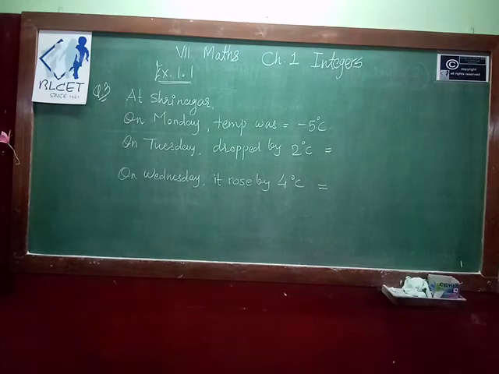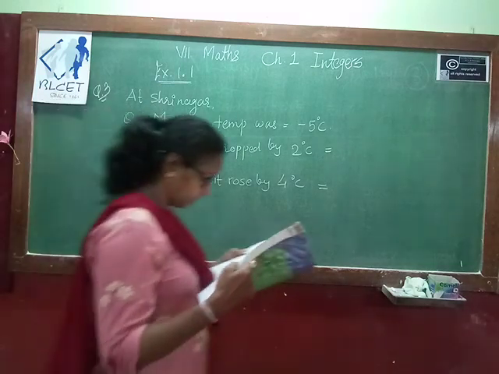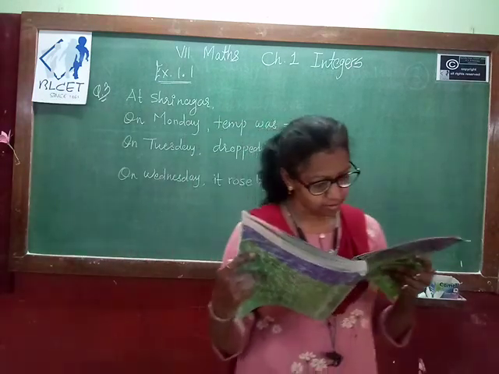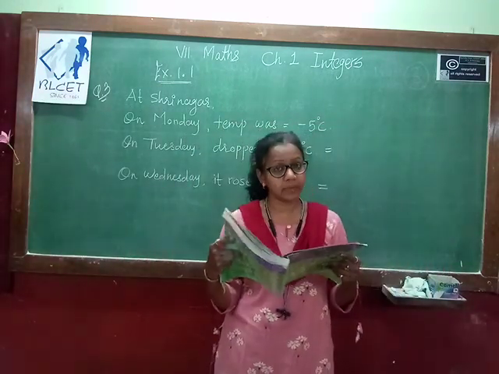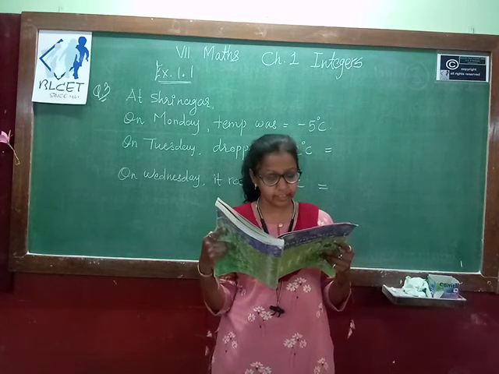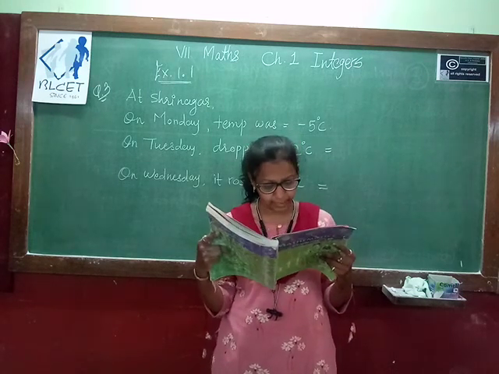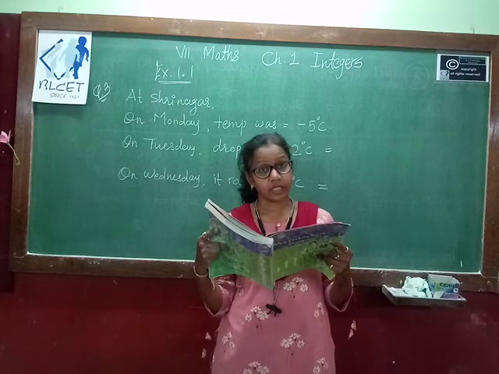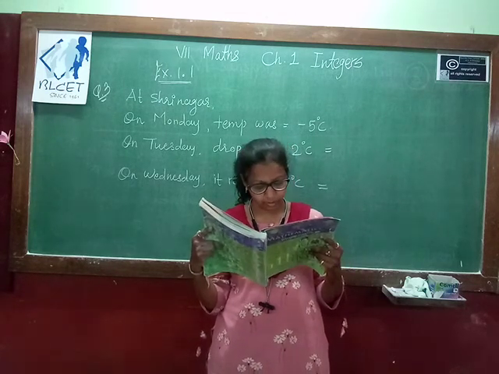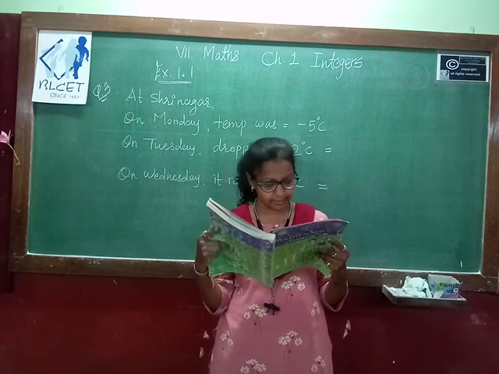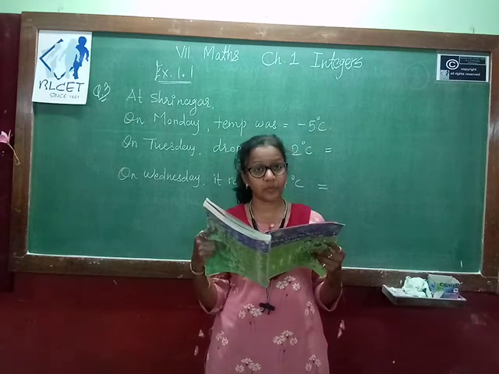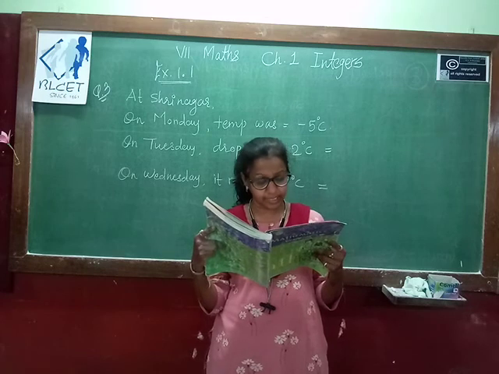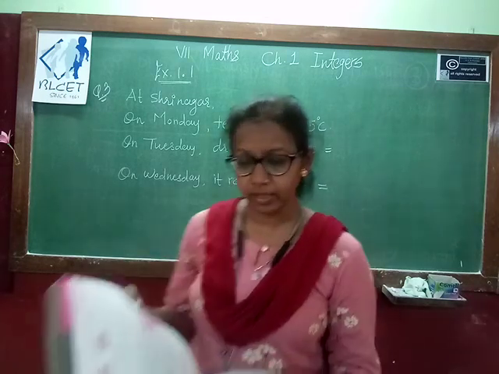Move on to question number 3. The question is, at Srinagar the temperature was -5 degrees Celsius on Monday and then it dropped by 2 degrees Celsius on Tuesday. Then what was the temperature of Srinagar on Tuesday? And the next question, on Wednesday it rose by 4 degrees Celsius. Then what was the temperature on this day?